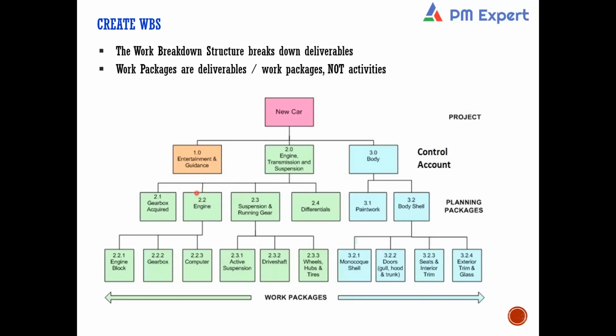Similarly, Honda Cars might outsource the entertainment and guidance to a company like Sony or some other company. So this is a work package for Honda Cars, but for the company doing the work, this will be a project. And entertainment and guidance may not require Agile. They might use a predictive approach or an incremental approach for development. Are you getting my point or not?